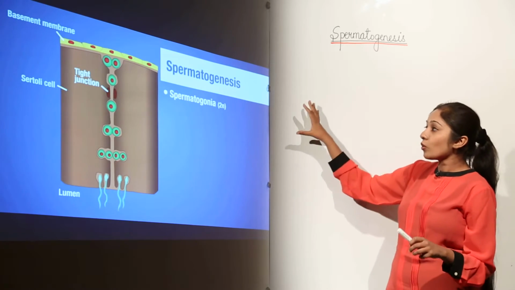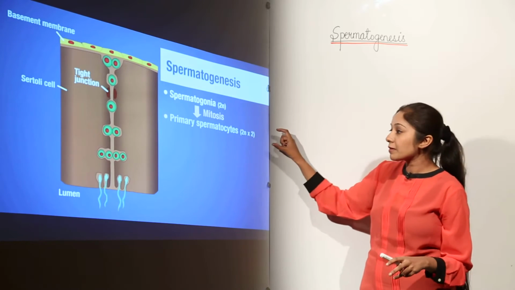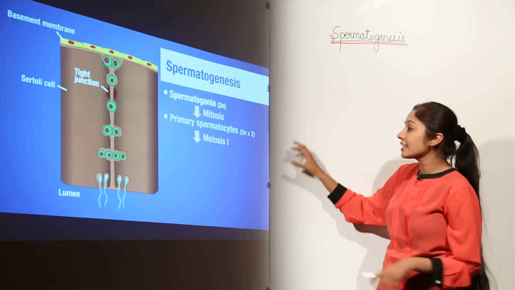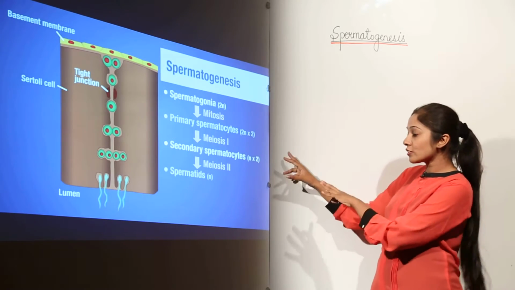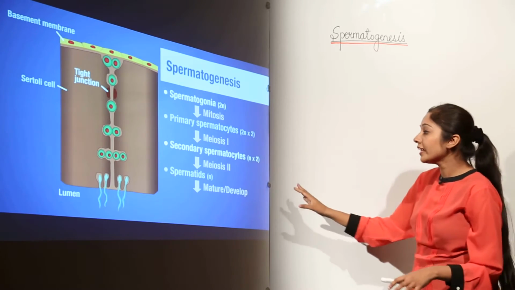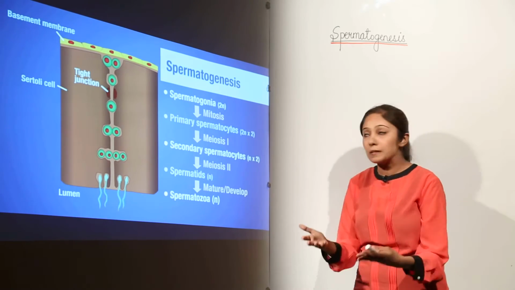So let's have an overview. Spermatogonia diploid. After mitosis produces primary spermatocytes. These are also diploid cells. Then after meiosis 1 we have haploid secondary spermatocytes, and in meiosis II we have spermatids, which are all haploid, and they mature and develop into 4 spermatozoa, that is the sperms.